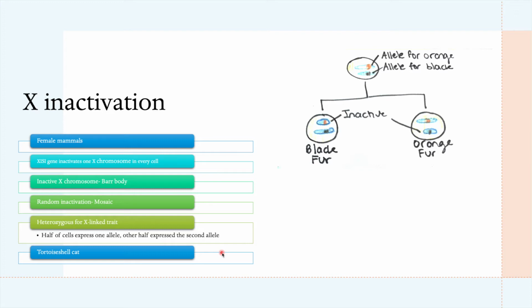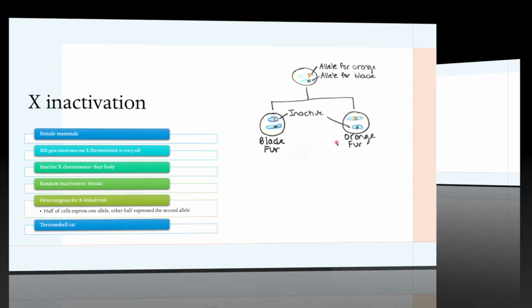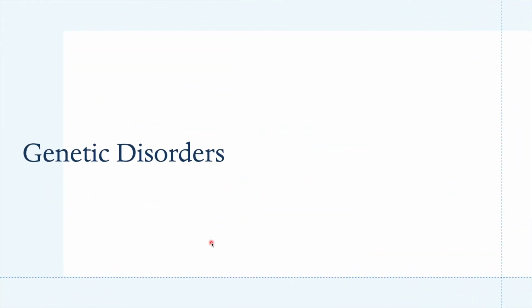The tortoiseshell cat has a mosaic of black and orange fur due to X inactivation. As you can see, the cat is heterozygous for fur color, with one allele for orange fur and one allele for black fur. Then, due to X inactivation, the cat produces a tortoiseshell pattern, with some areas being black and some areas being orange. Next, let's move to our discussion of genetic disorders.